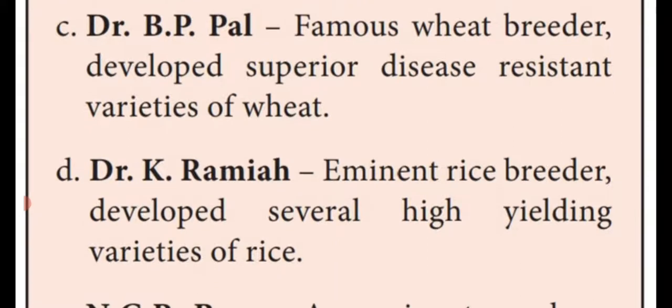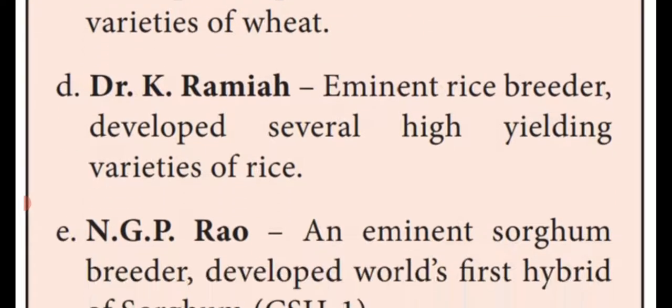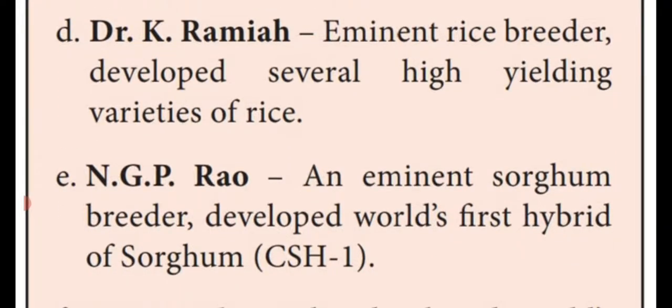Next one, Dr. K. Ramaiah. He was an eminent rice breeder. That means rice variety. This rice variety is high yielding, means it gives a large quantity of paddy grains. Next, N.G.P. Rao, also known as the eminent sorghum breeder. Sorghum means, what is that one?